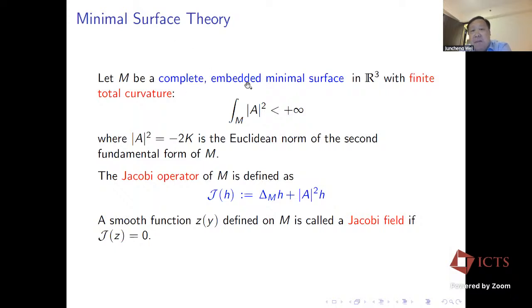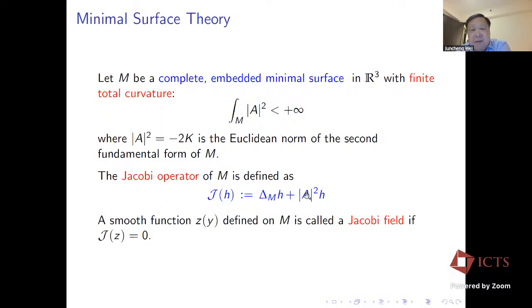So let M be a completely embedded minimal surface in R3 with finite total curvature, which means the integral of the square of the second fundamental form is finite. For a minimal surface, the Jacobi operator is Laplace-Beltrami on M plus |A|^2. Because the underlying space is R3 Euclidean space, there is no Ricci curvature. The bounded kernel for this operator consists of what are called Jacobi fields.